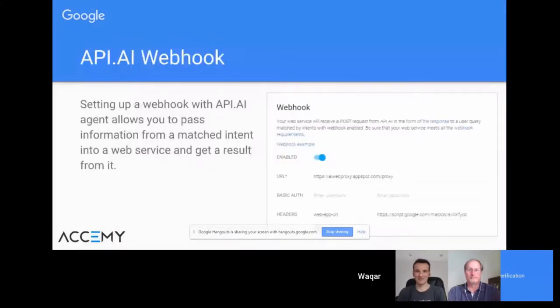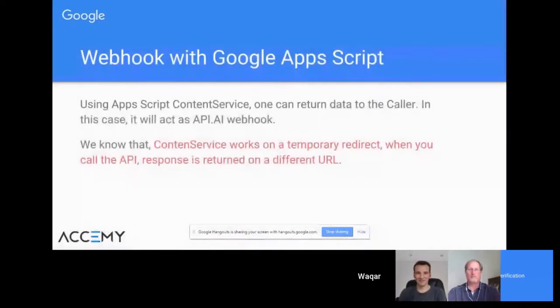So in API.AI, we use a webhook to integrate the API.AI agent with third-party services. When you set up an API.AI webhook, it allows you to pass the information from the matched intent into a web service and then get a result from it. So in this case, we will use a Google Apps Script web app as a web service with the API.AI webhook. Apps Script web service as an API.AI webhook.